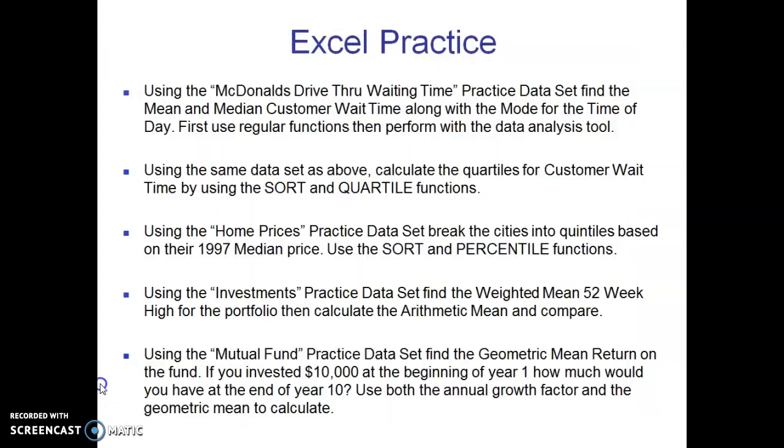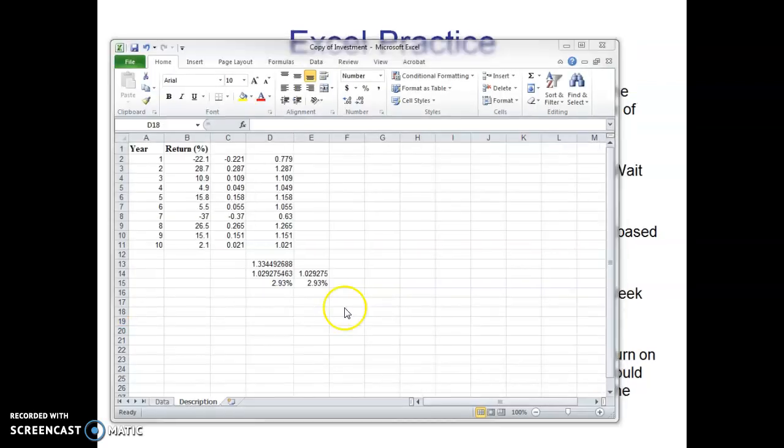Now the last question for this one is, what if you had $10,000 at the beginning of year 1? How much would you have at the end of year 10? Well, remember, we've established that the growth rate per year on average is 2.93. So all we need to do is take 10,000 and imagine that it grows at 2.93% per year. There's multiple ways of doing this, but let's do the most illustrative way.